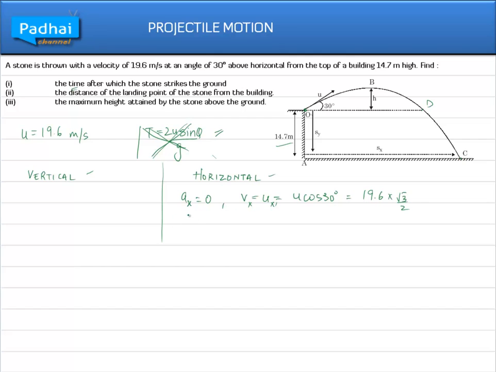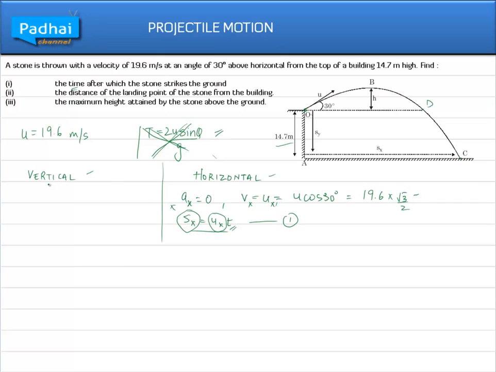And what will be S_x in this case? S_x will be equal to u_x into t. So only one equation we can use, because the other equation uses acceleration, and acceleration is 0. So this is the only equation. Now if we have to find time using this equation, we have to know the other two quantities. u_x we know, which is 19.6 into root 3 by 2, but S_x is unknown. So we cannot use this formula for finding the value of time.